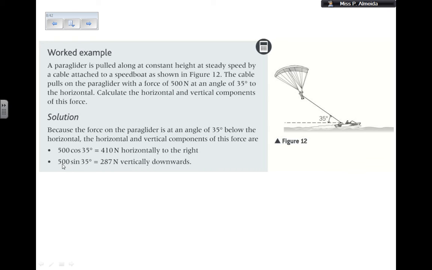Did I say it right? Sorry. It's going to be the hypotenuse times the sine of the angle, because I want the opposite side. So it's going to be 500, the total force, times the sine of 35. This would give me 287 newtons. And again, you need to say the direction of the force.